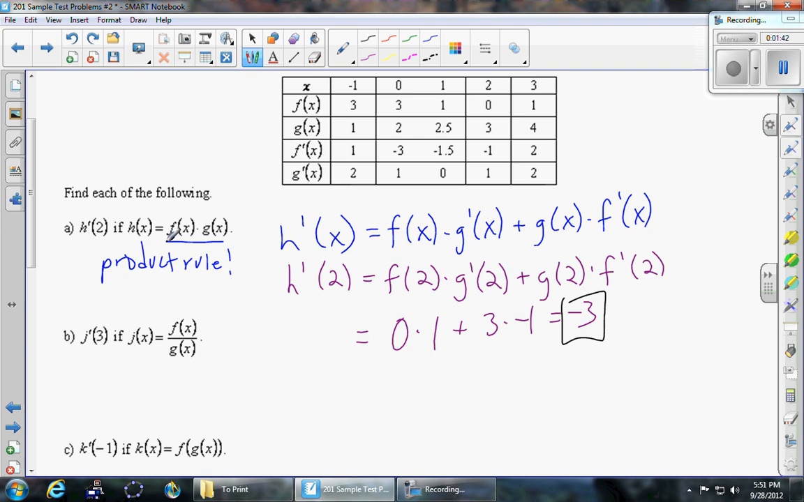Part B, find j prime of 3 if j of x is equal to f of x over g of x. Okay, this is pretty similar to the previous one, except now it's a quotient rule.